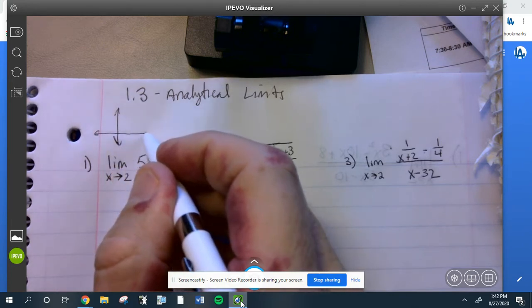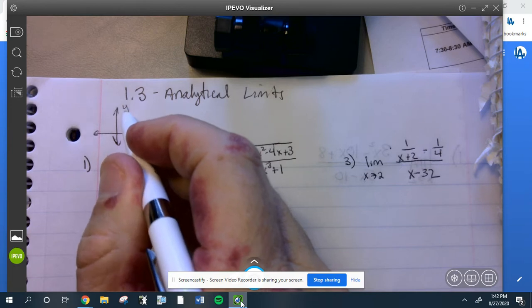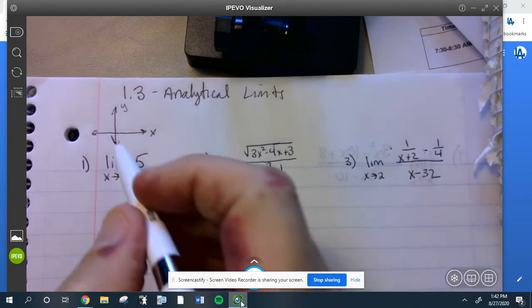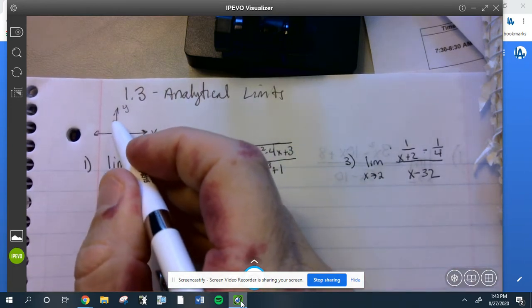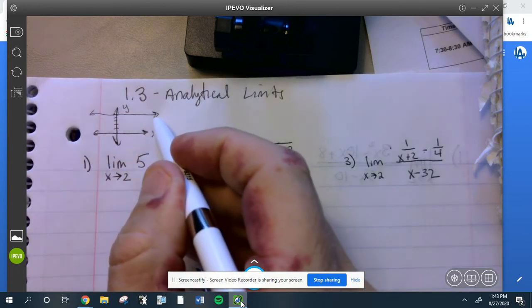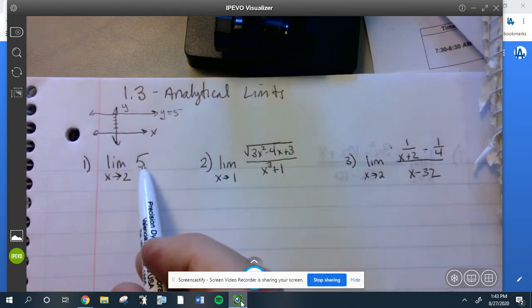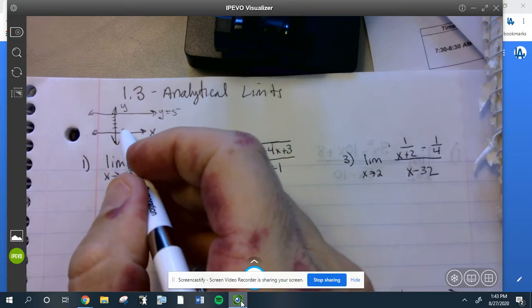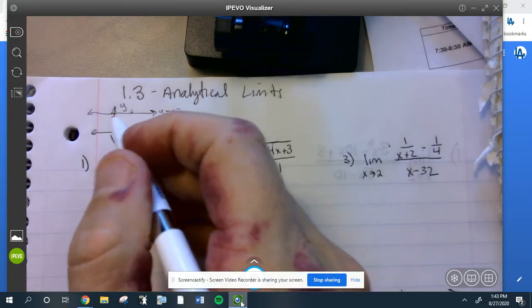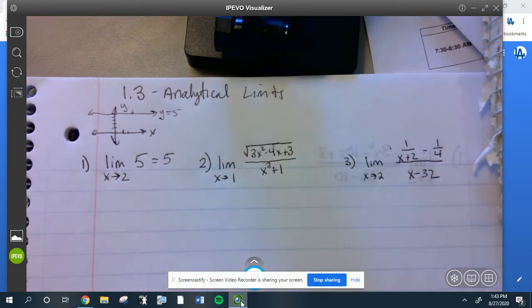Well, if this is the x and the y-axis, the graph of y equals 5 is exactly what it says. It's y equals 5. So this limit, as x approaches 2 of 5, where 2 can be anywhere, is always just 5. That's a property of limits, so you don't have to look at the graph. The limit of a constant is always a constant.